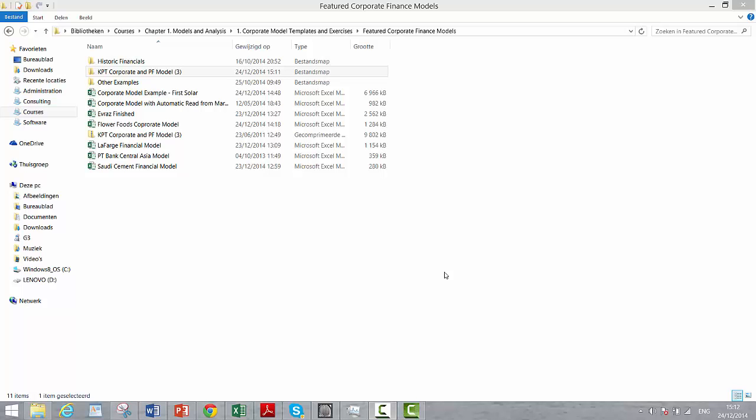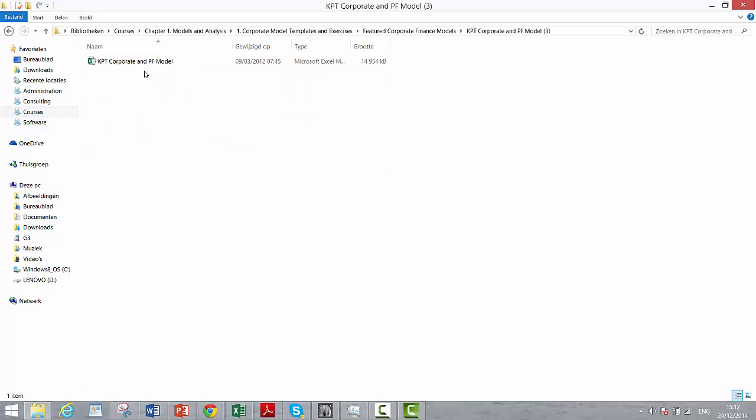Okay, here's another corporate finance model, and this one I haven't looked at for a while, and I'm a little bit afraid of it. I put so many graphs in here, and I kind of mess up.